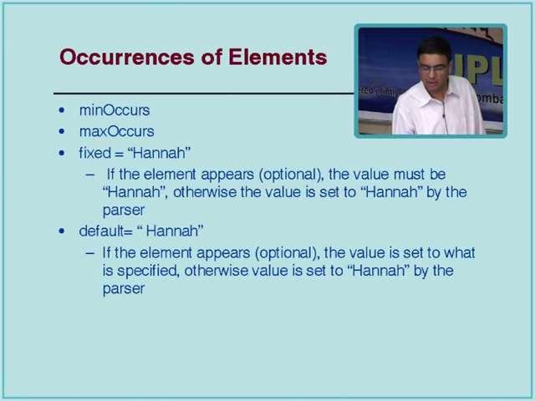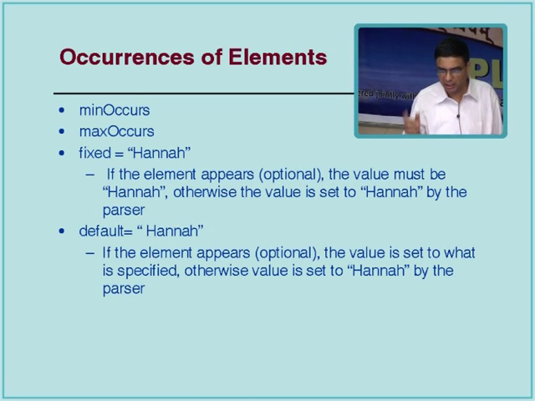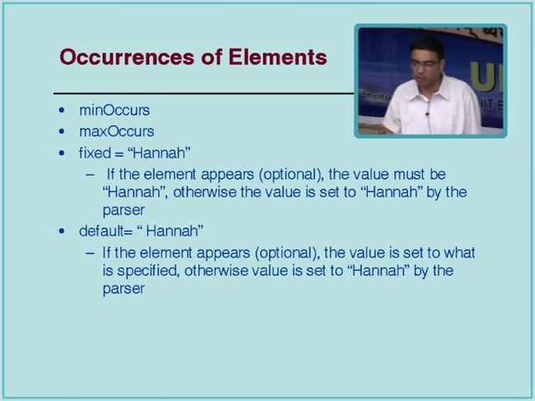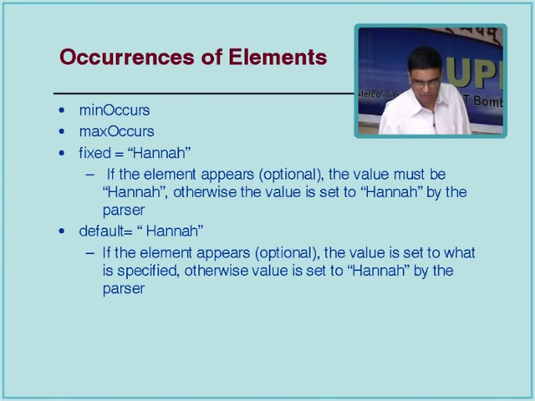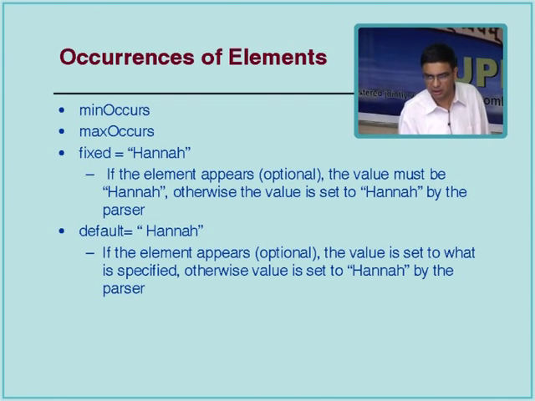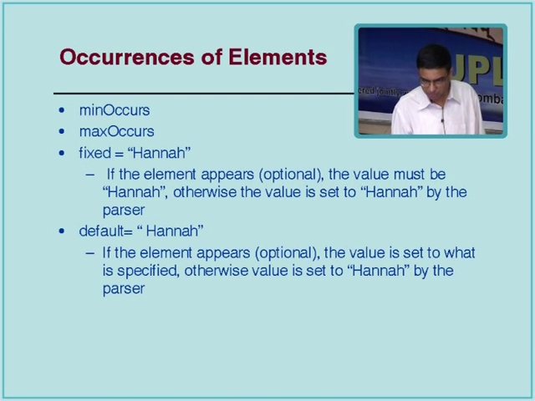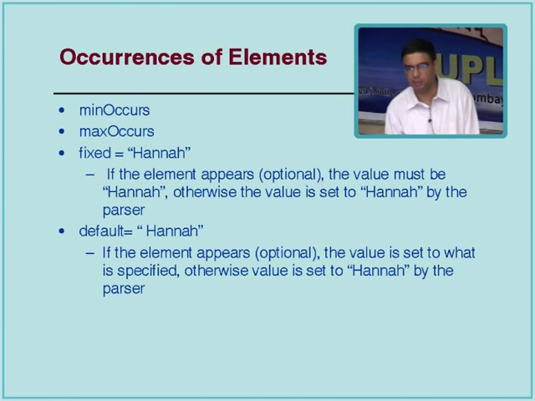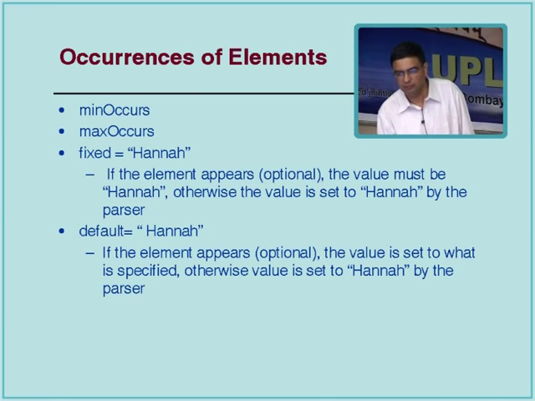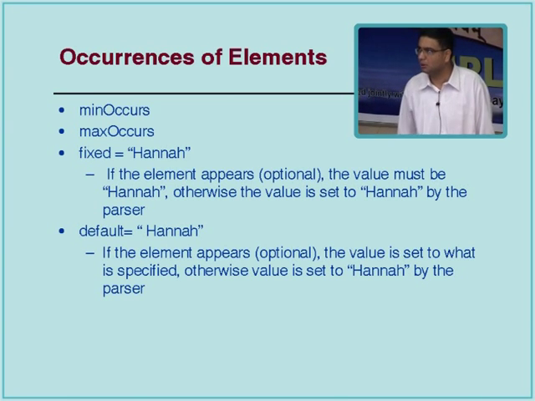Then there is fixed, that means that it's fixed to a particular value, so it cannot change. If the element appears, it doesn't have to appear, but if it appears, the value must be something. If it is a string, in this case it has to be anna, whatever. Otherwise the value is set to this by the parser. The difference between default and fixed is that in the case of fixed, the value must be this. In the case of default, if it appears, then the value is set to whatever is specified as the default value.